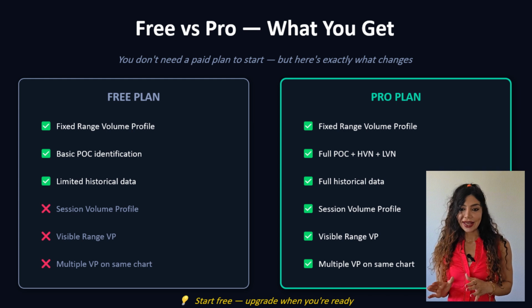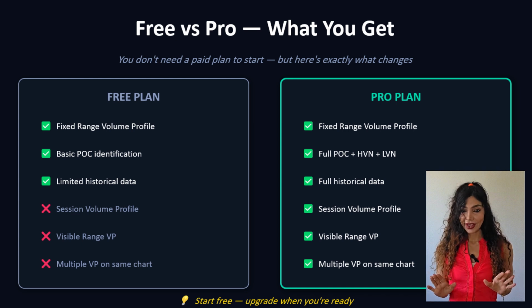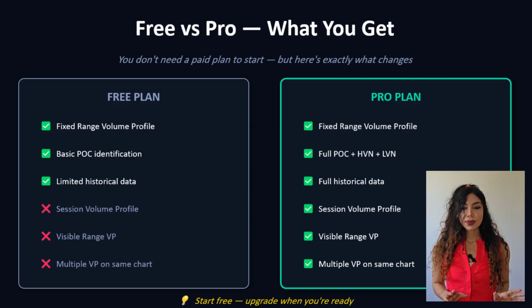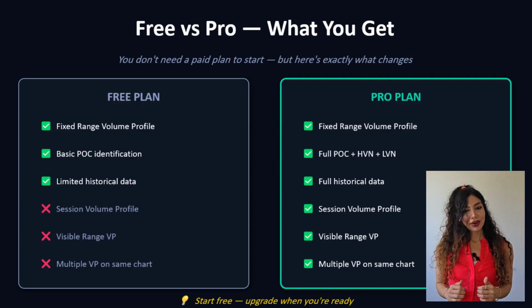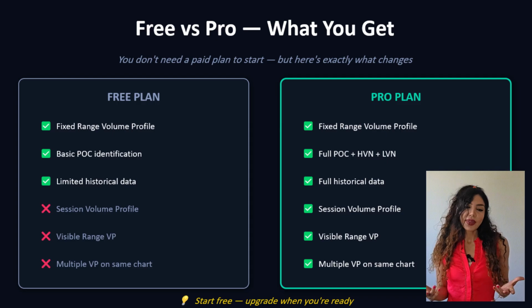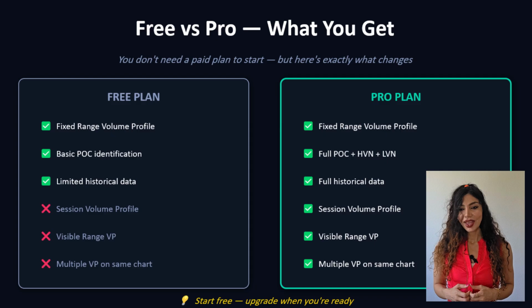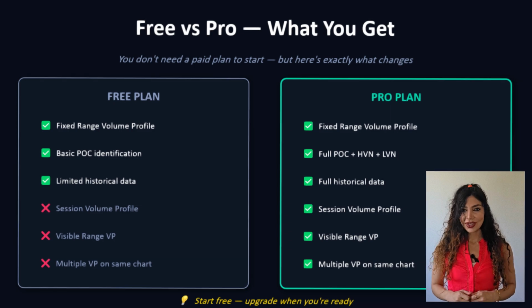On the Pro plan, you get everything. Session volume, visible range, anchored VP, and the ability to run multiple volume profiles on the same chart simultaneously. My recommendation, start for free. Learn the system. When you feel ready to go deeper, then you can upgrade. Everything I show you today works on the free plan, so there are no excuses.